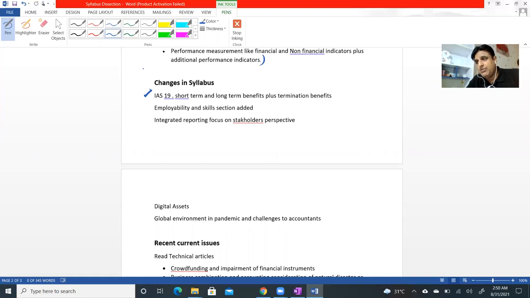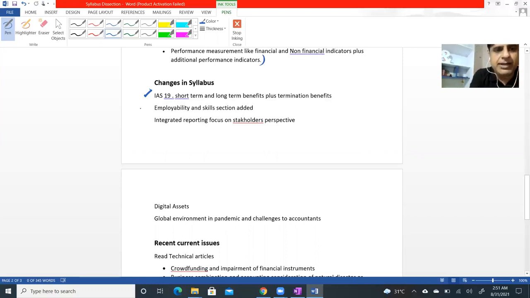What will be the treatment of short-term bonuses? What will be the treatment of holiday leaves? What will be the treatment of sick leaves? What will be the treatment if you have terminated some of the employees? What will be the treatment if you have some long-term benefits to pay?